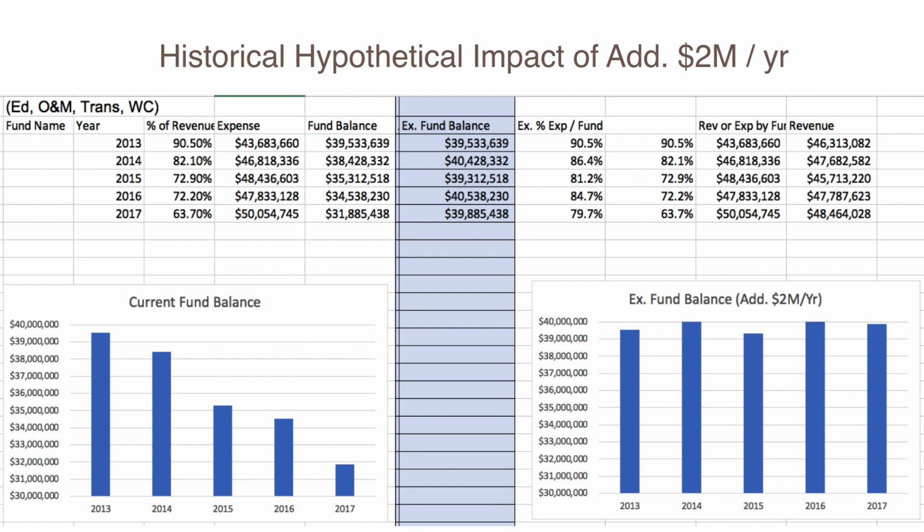Looking back at some of our historical numbers related to fund balance in the Ed, O&M, Transportation, and Working Cash funds, you will notice from 2013 to 2017 on the left, the decrease due to the deficit spending. Hypothetically, if we found $2 million per year in savings or revenue, or perhaps a combination of both, $1 million in each, the $2 additional million per year would have allowed the district to have even fund balances through that time period. And that's illustrated in the bar graph to the right.